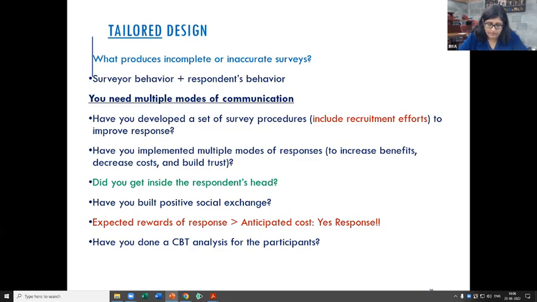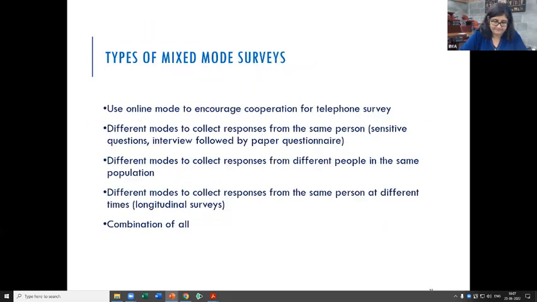But overall, when you do a survey, I would really urge you to sit down and do a CBT analysis for your participants. How are you going to decrease their cost, increase their benefit, and improve their trust? You have to have that analysis plan in place. So these are the different kinds of mixed mode surveys. You first tell someone online that you are going to survey them and then give them a call. Don't just give them a call out of the blue. Like I said, if you have sensitive questions, use a slightly different mode for those sensitive questions so that a person is not asking you upfront for those questions.